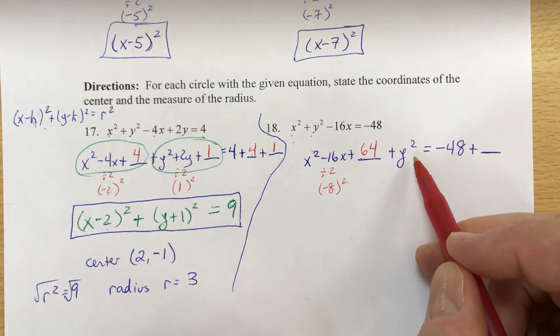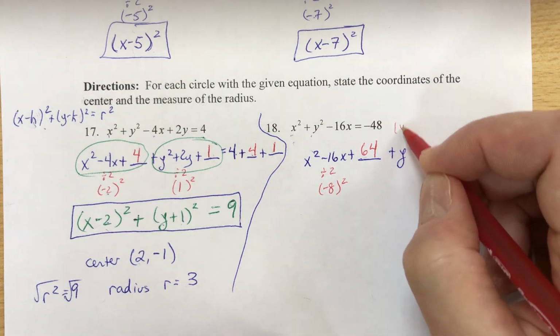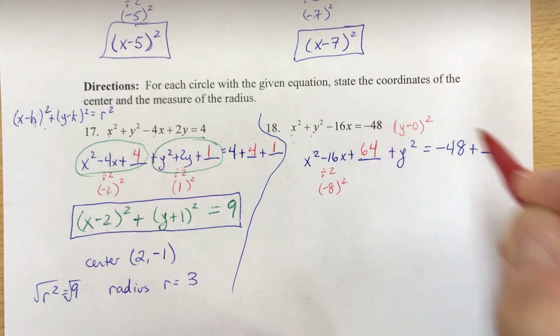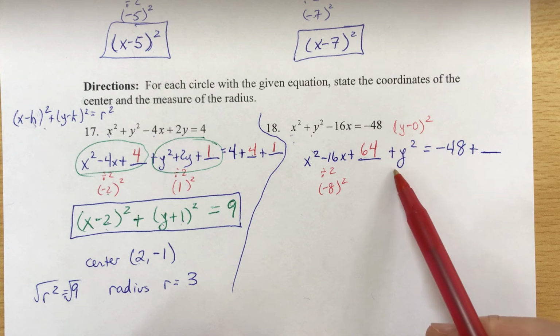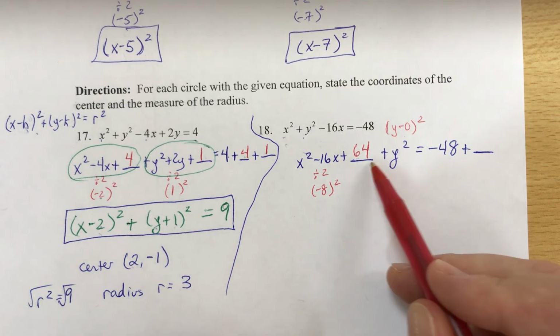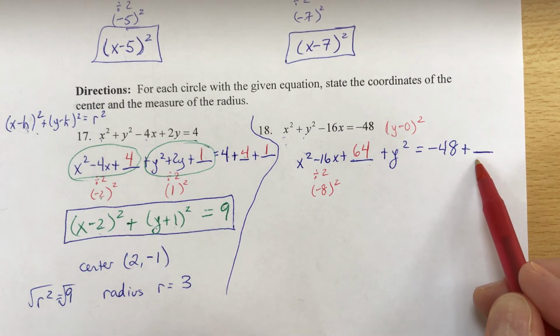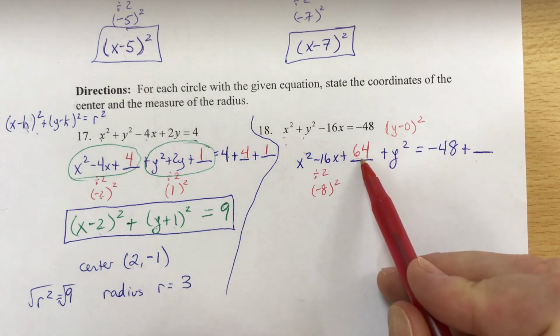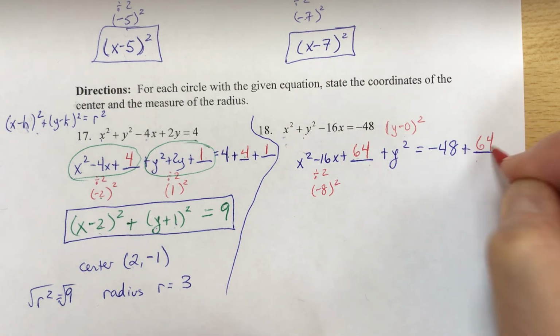Again, we don't need to put anything there. Technically, that's like y minus 0 squared. That's already in a good form for us. But on the right side, we have to balance. So whatever I do to one side, if I add 64, I'm adding 64 here.